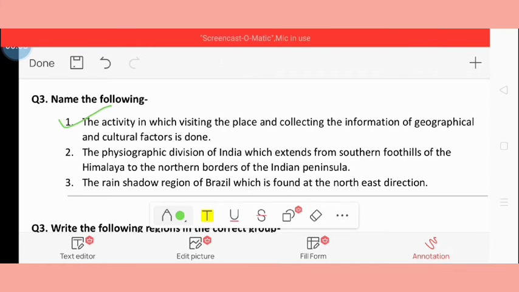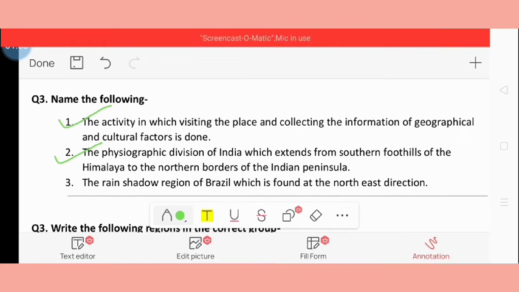Now second question. The physiographic division of India which extends from southern foothills of Himalaya to the northern border of the Indian Peninsula. So it is the North Indian Plain. So the correct answer is North Indian Plain.